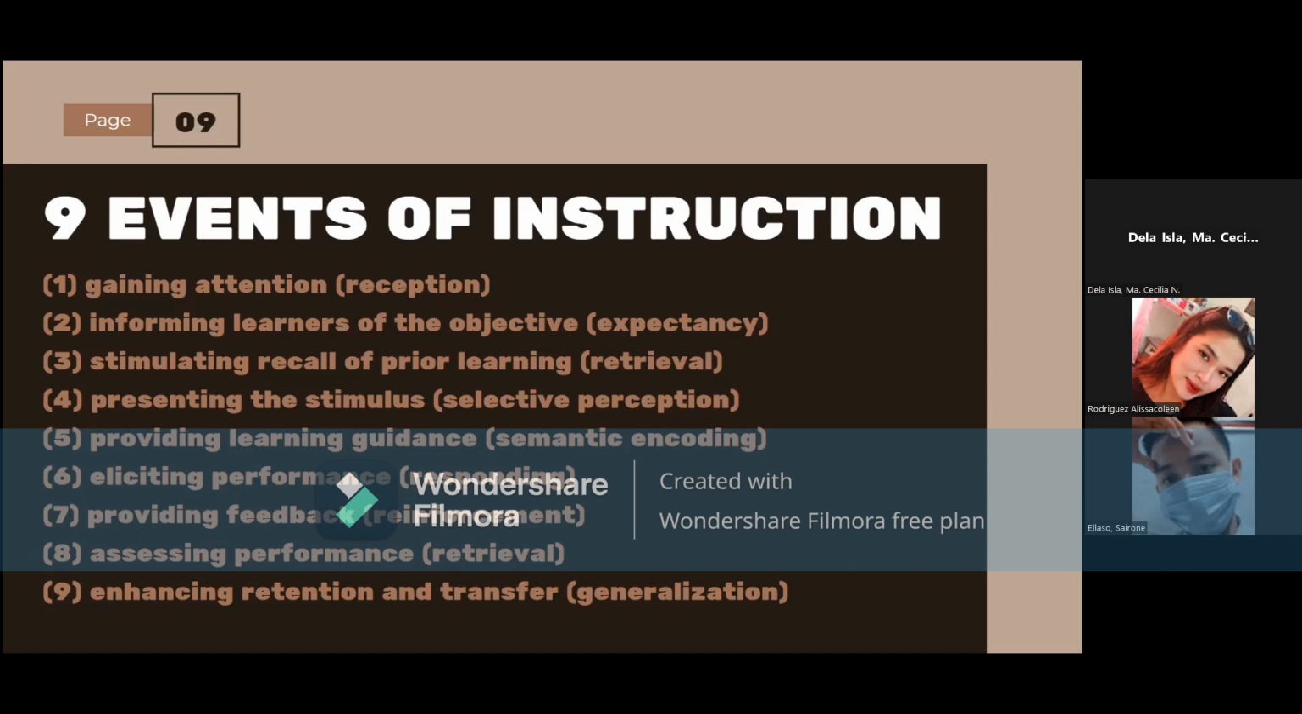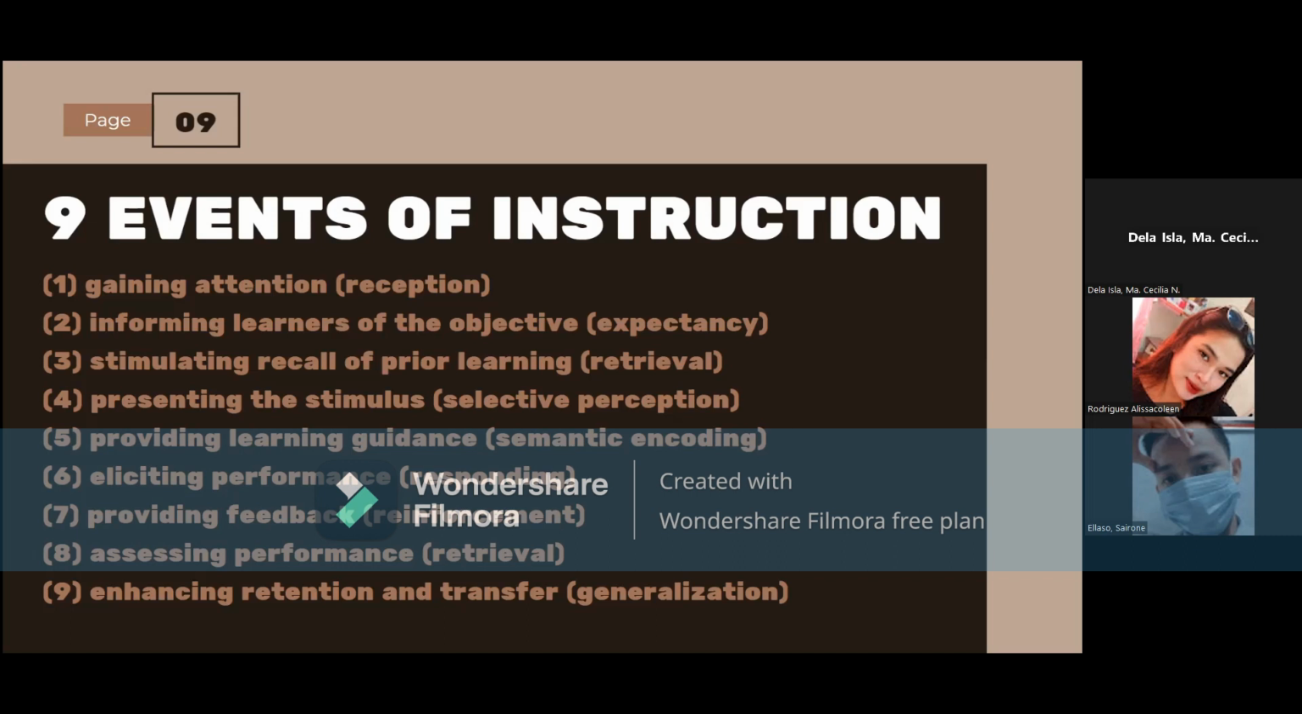So, number 9 is enhancing retention and transfer, also known as generalization. So here naman po is i-make sure natin na talagang na-retain sa mind ng ating mga student yung discussion. By how? By giving another activity. So parang papasok po dyan yung kaninang pagbibigay ng activity doon sa eliciting performance. Magbibigay ulit tayo ng panibagong activities so that yung mga nag-remedial or yung mga matataas din yung scores, makita talaga natin kung na-retain yung knowledge nila about the lesson.